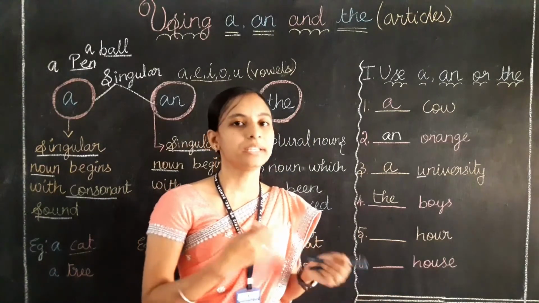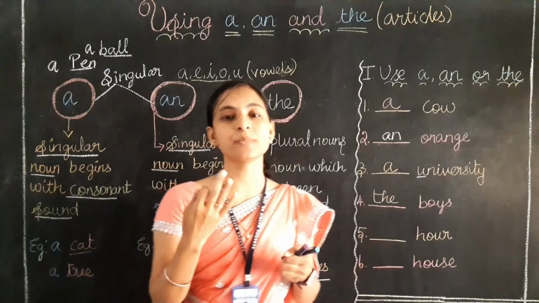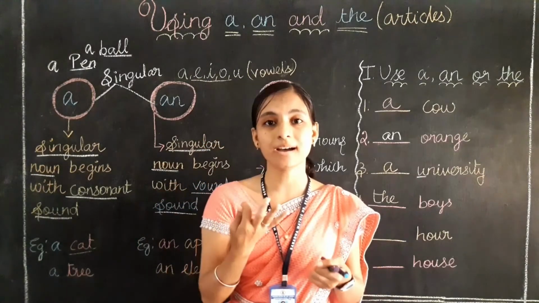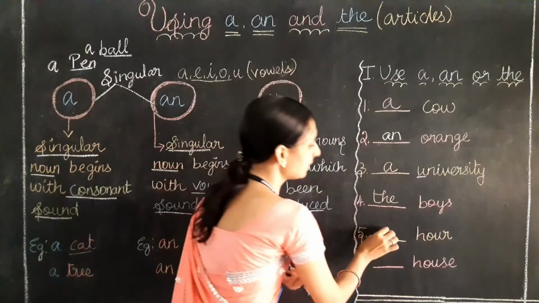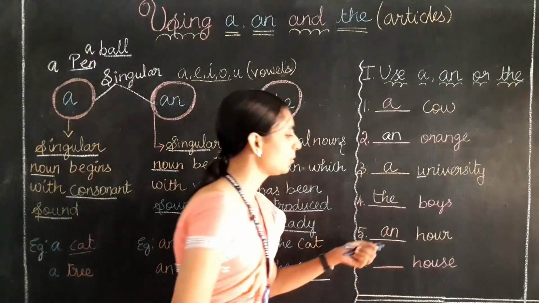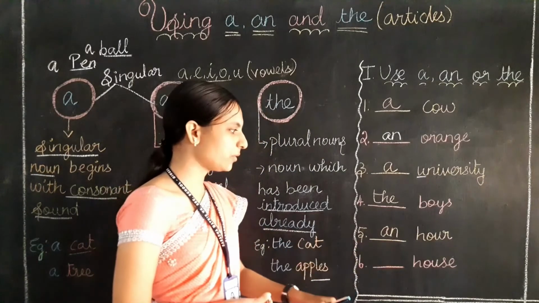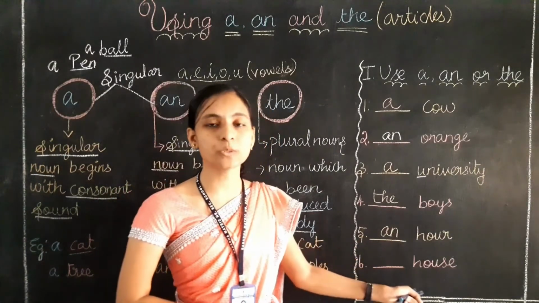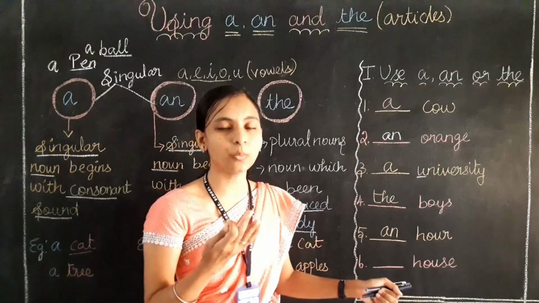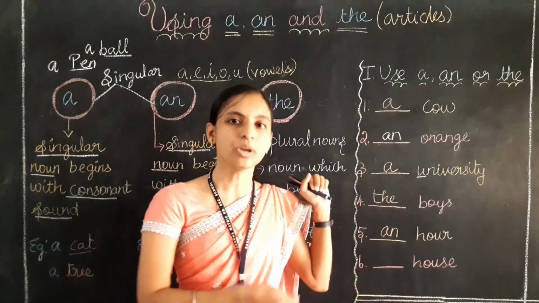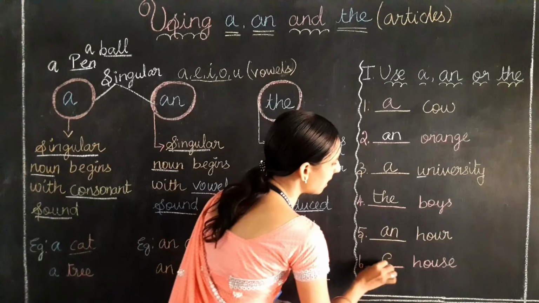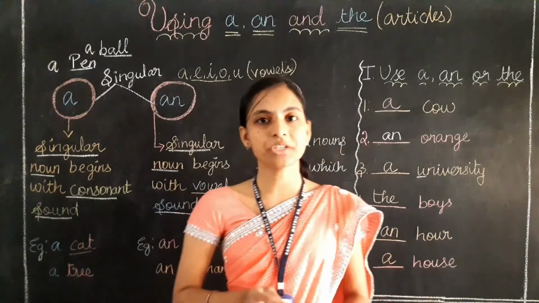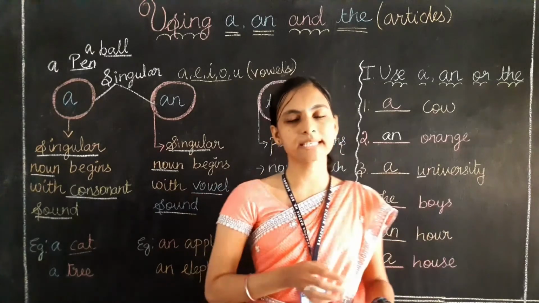Next, dash her. Here the word her gives me a sound like "ha." That ha sound refers to a vowel sound. So here article an can be used. Okay. Next, last, house. That sound belongs to a consonant and it refers to a singular object. So here I can use article a. Okay, children, I hope you are clear with this exercise.